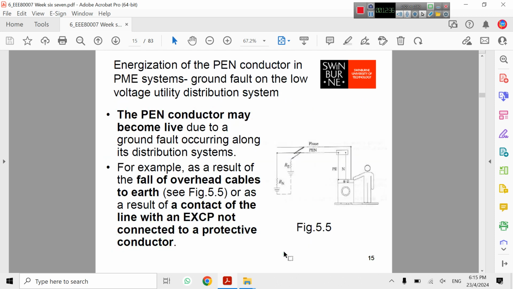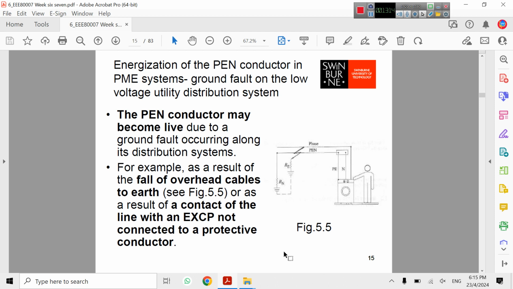The PEN conductor may become live due to a ground fault occurring along its distribution system. For example, as a result of an overhead cable falling to the earth. You can see in the figure, I cannot see the cable falling on the earth. I can see the phase connected to the PEN somehow, or as a result of a contact of a line with an EXCP, which is not connected to the protective conductor. So what's going on here?